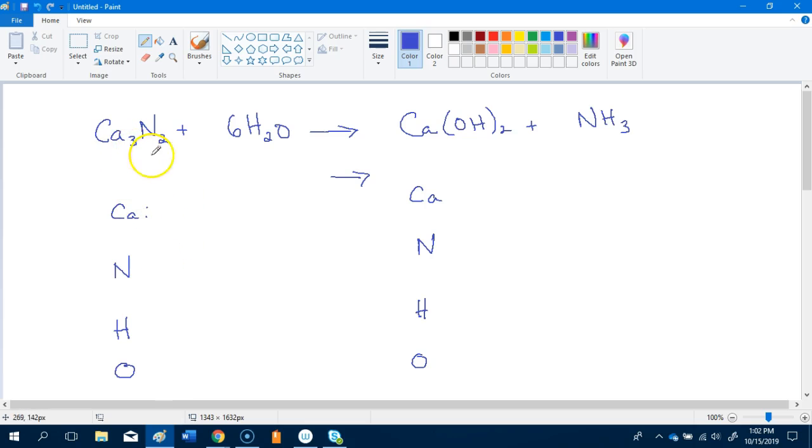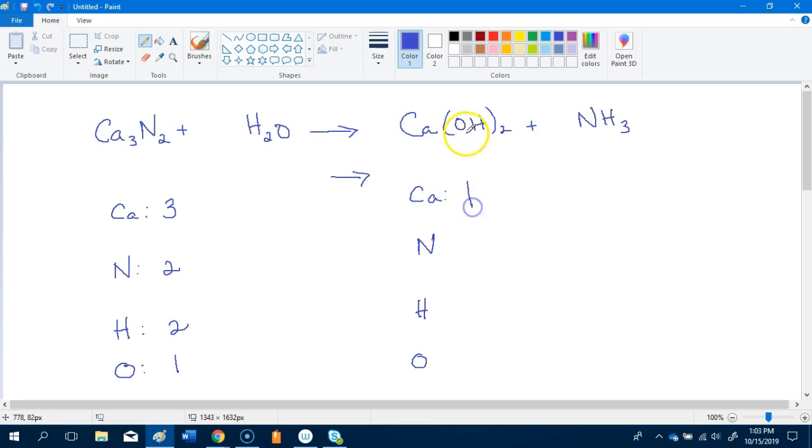So calcium, the subscript is 3, so I have 3 calciums. Nitrogens, I have 2. Hydrogen, I have a subscript of 2, but that coefficient of 6 isn't supposed to be there, so we'll just take that out. I have 2 hydrogens there, and I have 1 oxygen. On this side, there are no coefficients, so I don't have to worry about that.